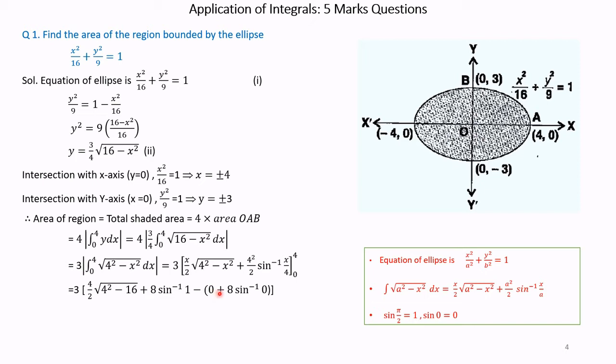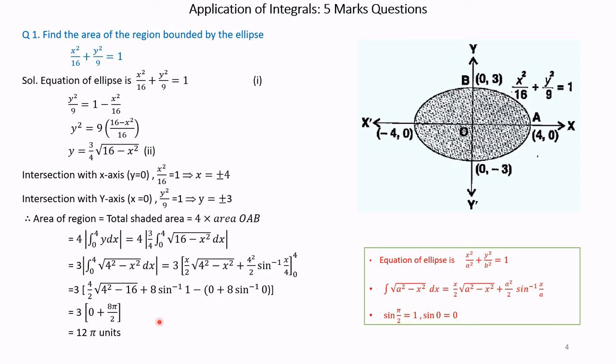0 plus 8 times sine inverse 0, that is 0. We know sine inverse of 1 is pi by 2 and sine 0 is 0. Therefore, sine inverse of 0 is 0. So this also becomes 0. The leftover terms are 3 into, this is 0, this is 8 times pi. Sine inverse of 1 is pi by 2. Therefore, the answer is 12 pi units.